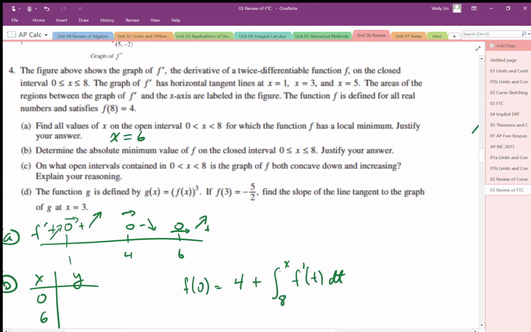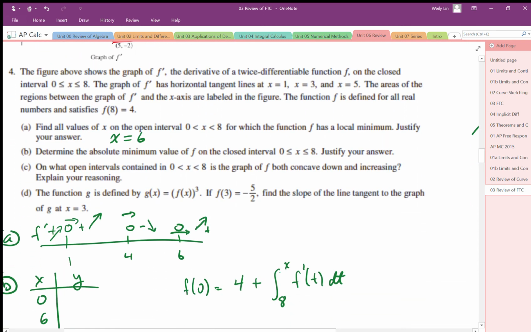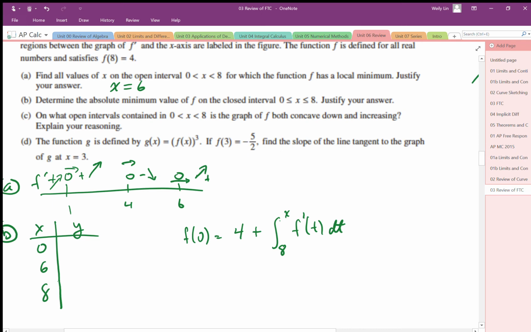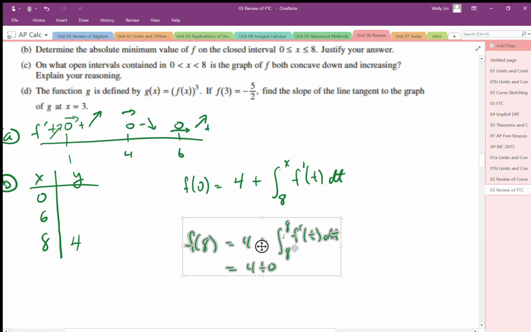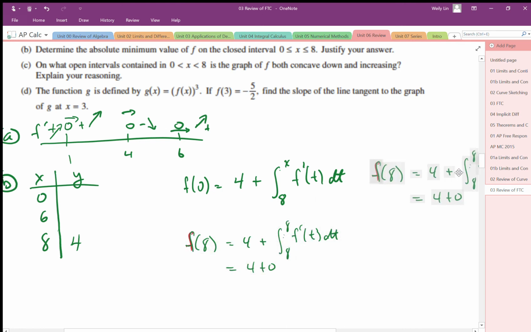So I'm just going to start with the easy one because we're starting at 8. I know I have no displacement. So maybe I'm going to do that as my first one instead of f of 0. So f of 8 is equal to 4 plus the integral from 8 to 8. That's going to be 0. 4 plus 0 is 4, and we know the y coordinate is 4. So that is going to be my y coordinate at f of 8. I'm just going to move that over here to get it a little bit out of the way.